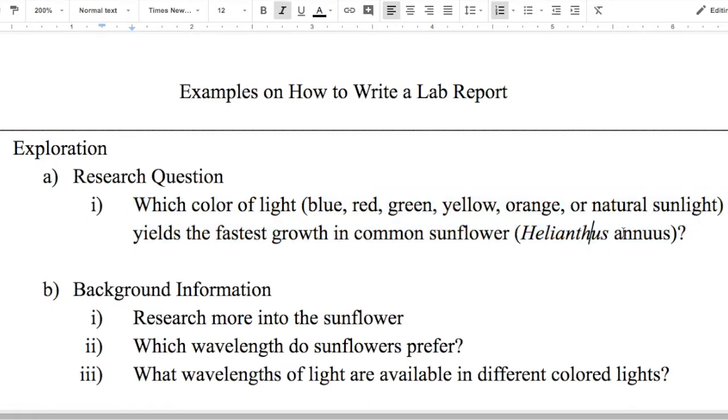And this is the genus and species name. This research question is written as a question. It gives insight and details really matter here. So make sure you address what your variables are and also specify as much as you can about what you're testing. Next part is the background information.